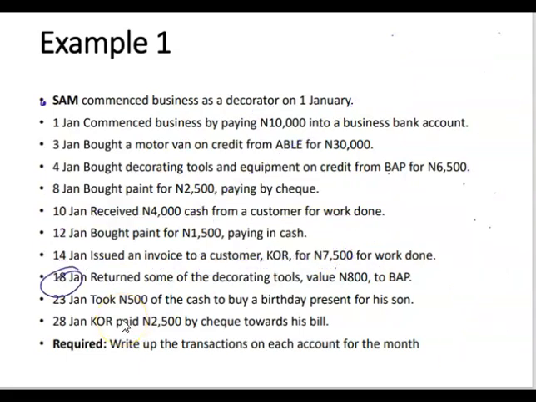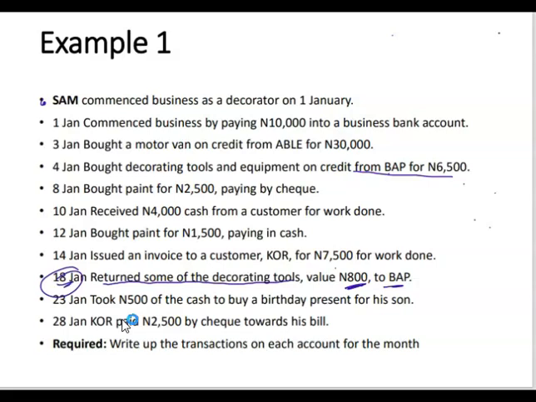The next transaction. The business returned some of the decorating tools back. What is the value of the decorating tools returned? 800 naira. Don't forget that we bought these decorating tools on credit earlier. We bought it on credit earlier from VAP. We have not paid. Now we are returning part of the decorating tools we bought.